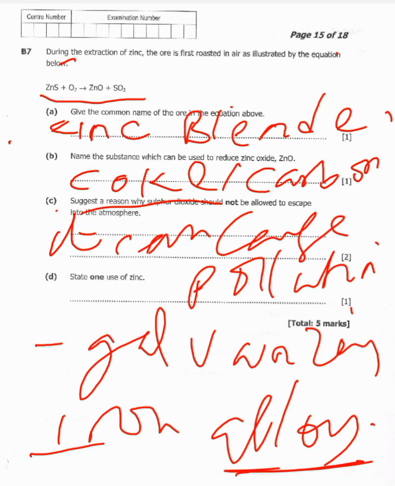Other methods that we also need to know for extraction are the extraction of iron, the extraction of aluminium, and the extraction of copper. So just try to follow this series of lessons so that you should be able to understand more on the extraction of those metals.